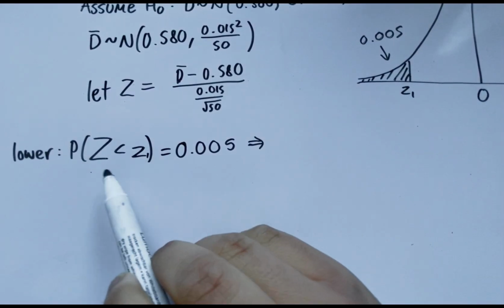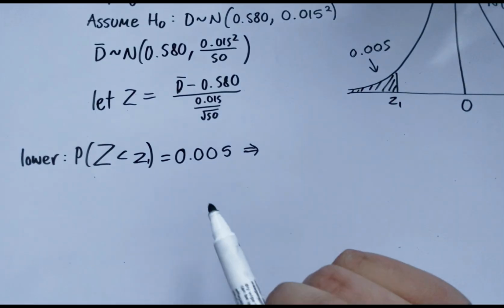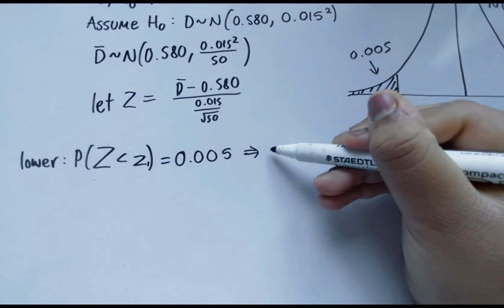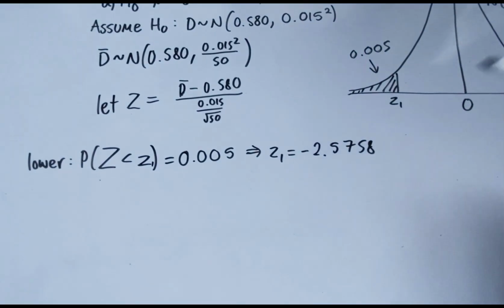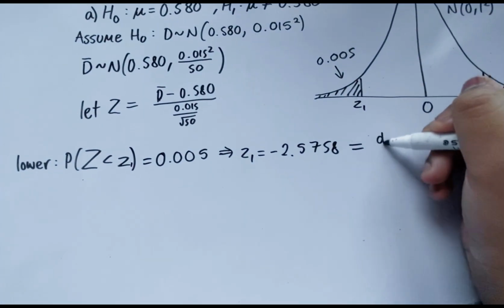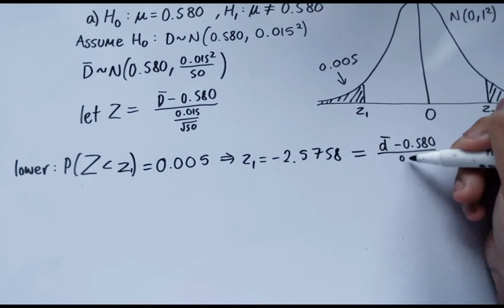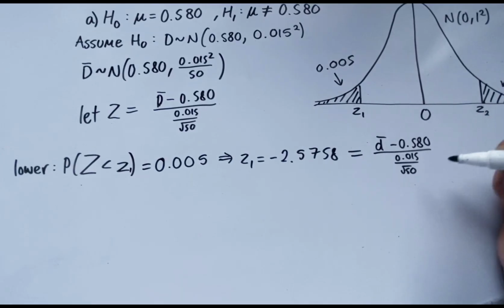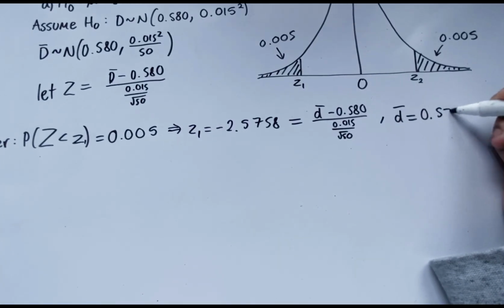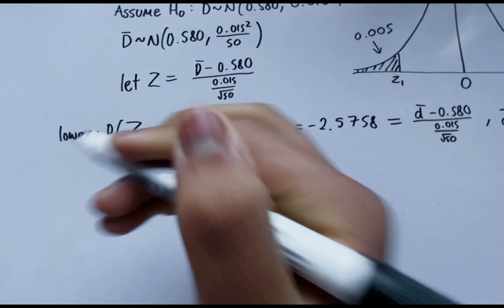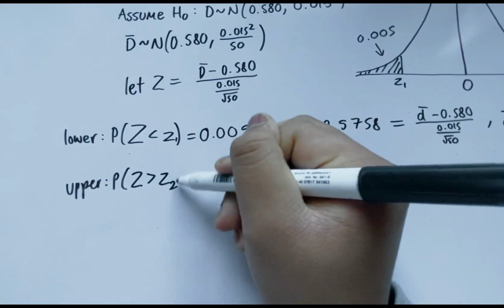We want the probability that z is less than z1 for the lower tail to be equal to 0.005. Using the inverse normal or the formula booklet, this will give you z1 is equal to minus 2.5758. And so this is equal to d bar from the coding minus 0.580 over 0.015 over the square root of 50. And solving this gives d bar will be equal to 0.5745 and so on.